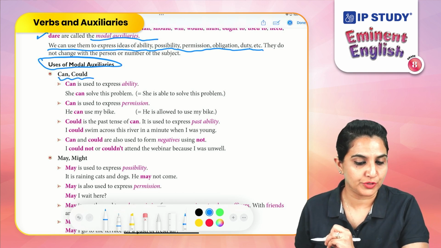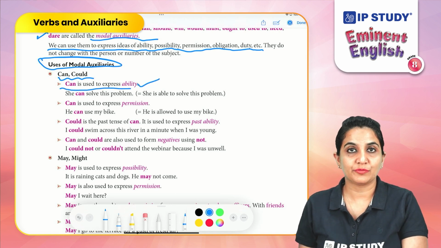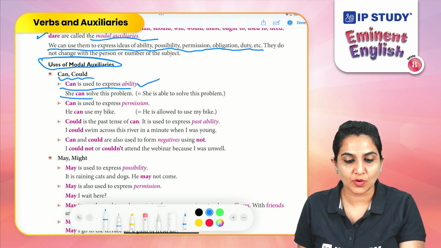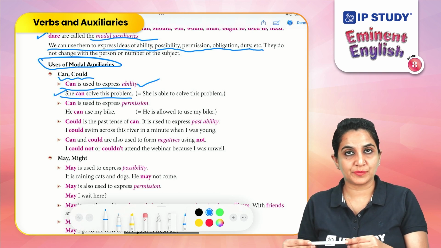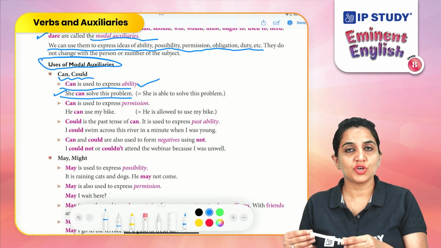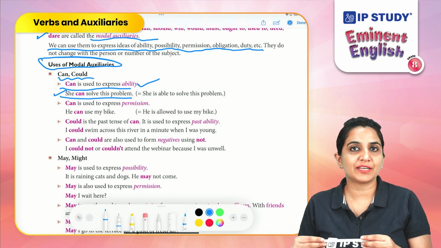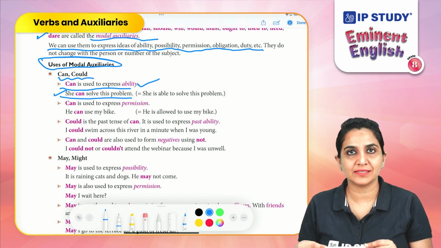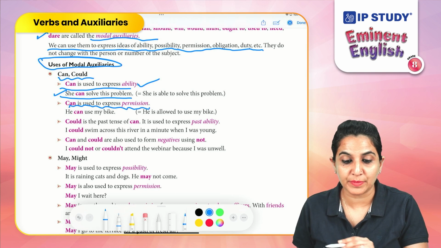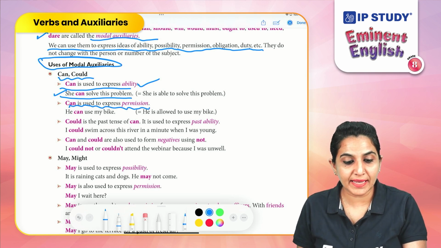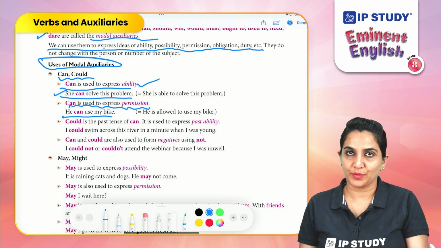Can and could. Can is used to express the ability. For example, she can solve this problem. She can solve this problem, she can read in English, all of these express the ability to do something. For these kinds of sentences, we use can as the modal auxiliary. Can is also used to express permission. For example, he can use my bike. He can take my book.